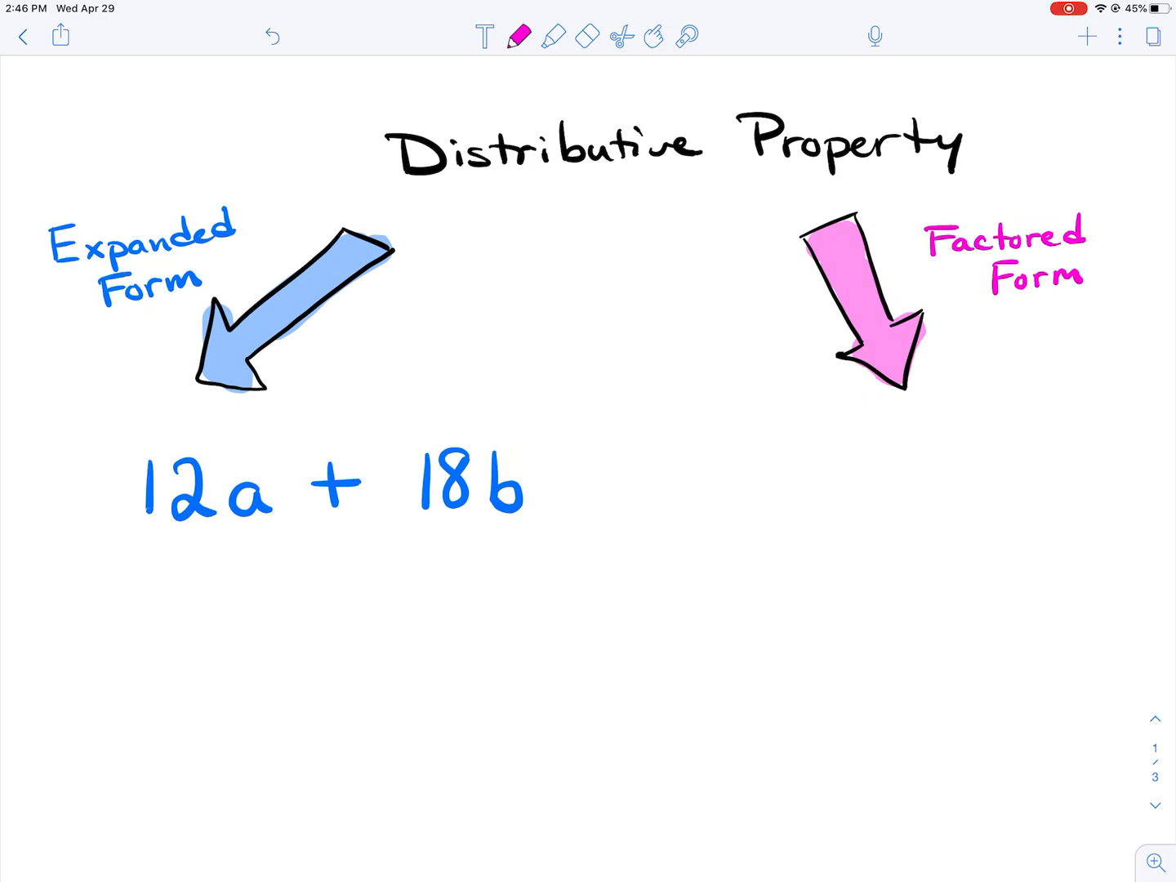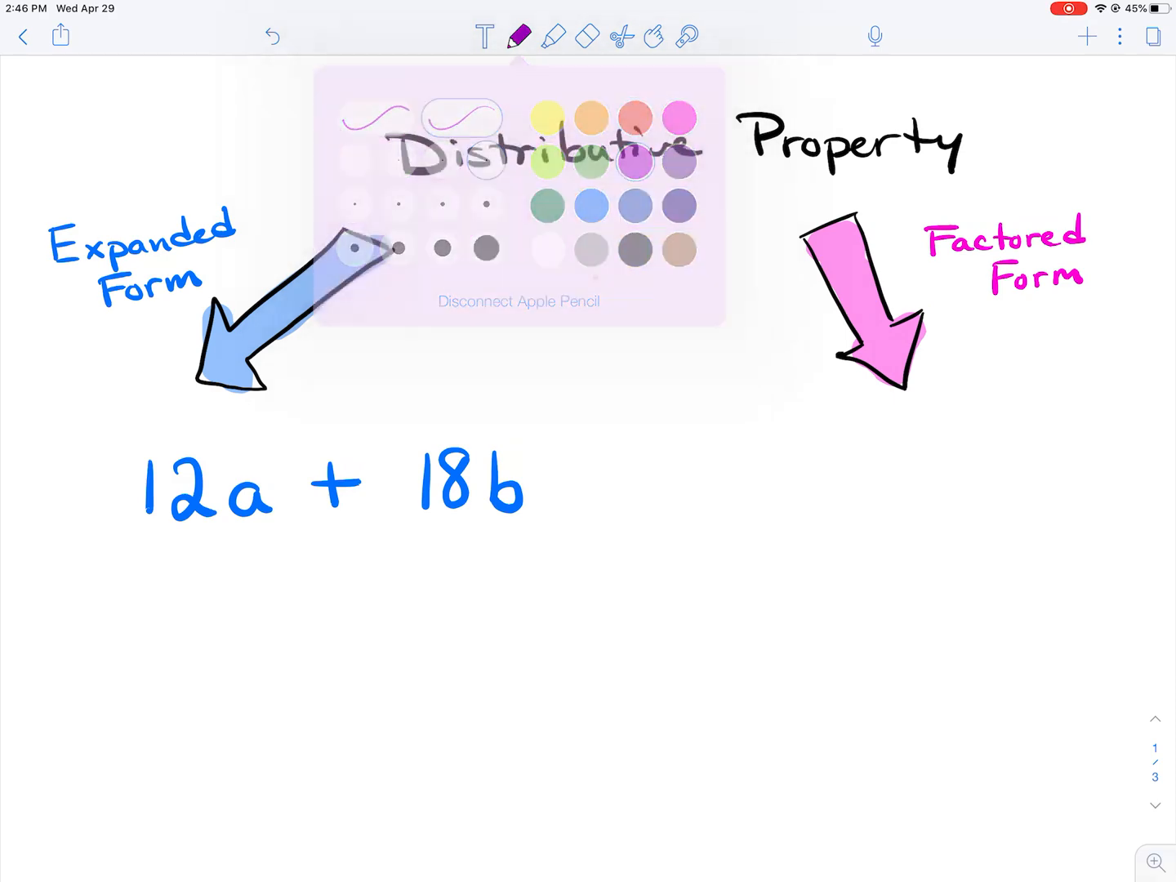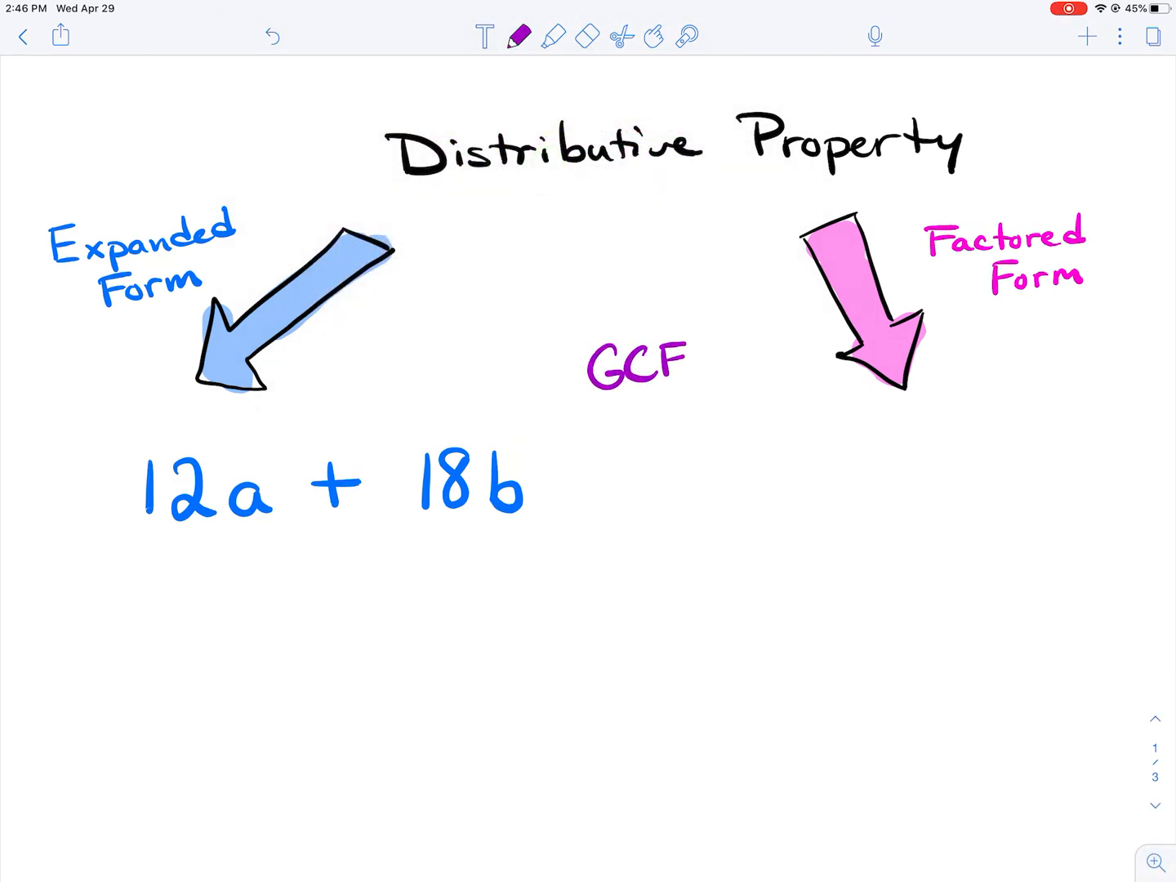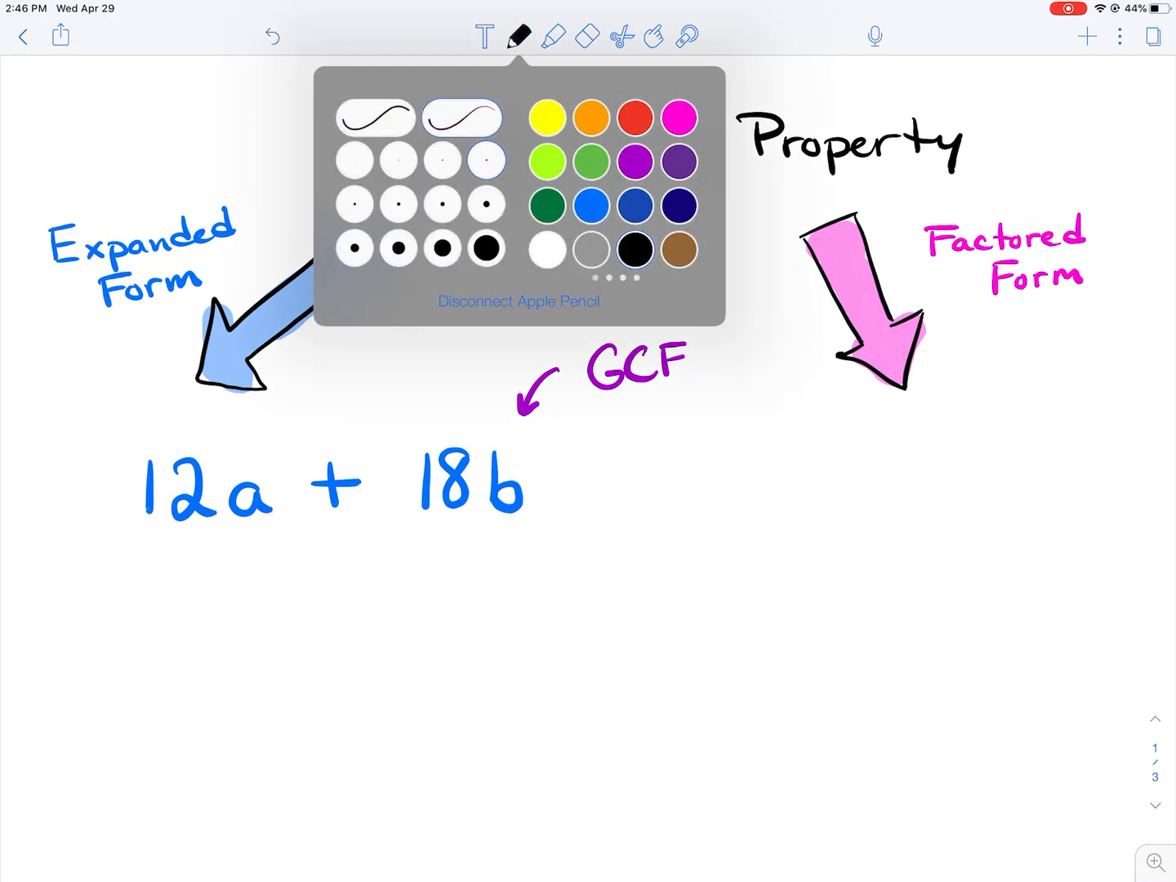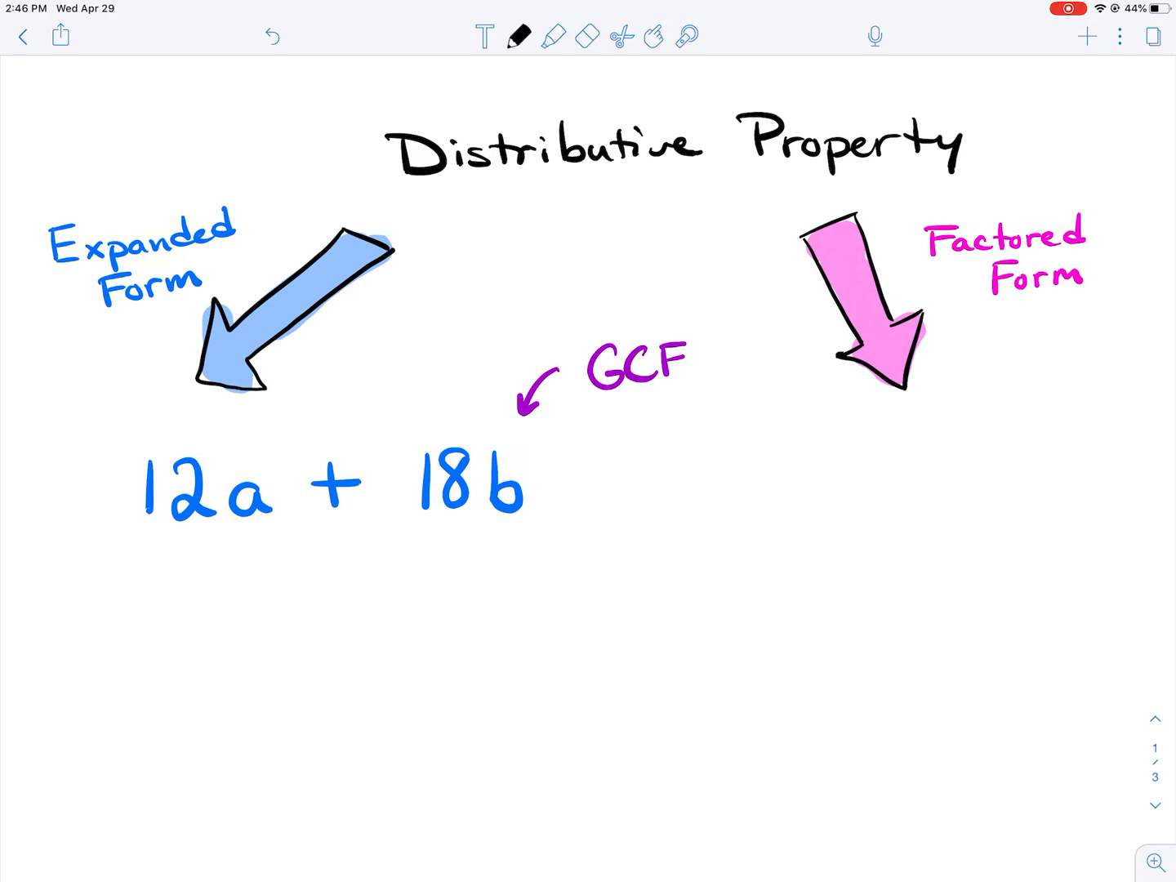So the first thing we're going to do is look for the GCF, the greatest common factor of this expression here. So I see a 12a plus an 18b. A's and b's have no common factors other than 1. Common factors of 12 and 18 are 1, 2, 3, and 6. So the greatest common factor of those is, of course, 6. So we're going to divide both sides by 6.